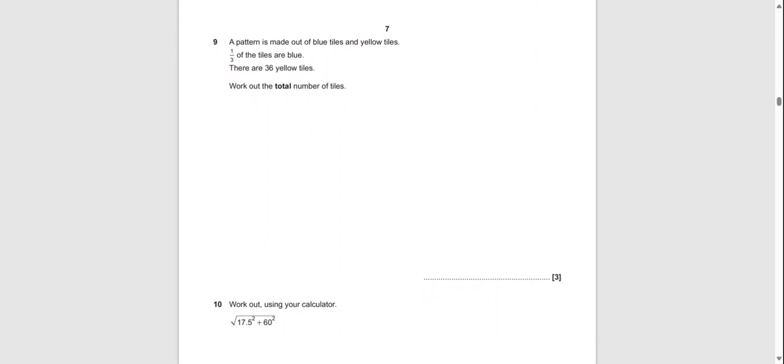Question 9. A pattern is made out of blue tiles and yellow tiles. A third of the tiles are blue. There are 36 yellow tiles. Work out the number of tiles. A lot of words there, and they are there to just throw you off. Don't worry about them though. So we're just going to write blue to yellow. And a third of the tiles are blue, which means 2/3 are yellow.